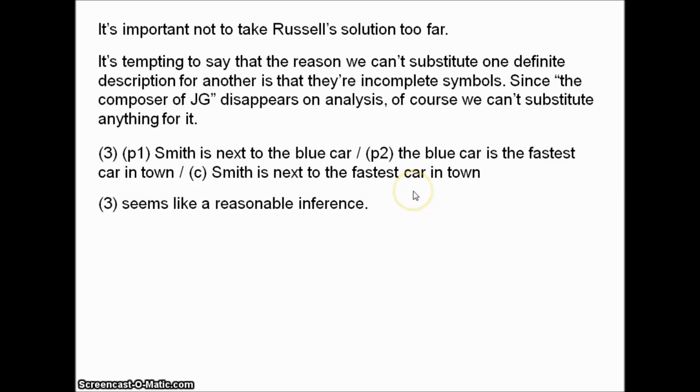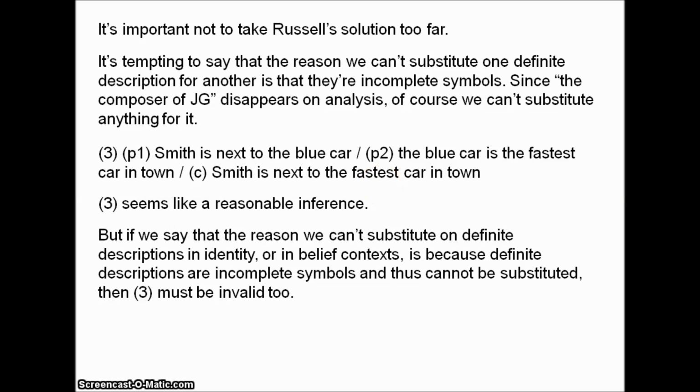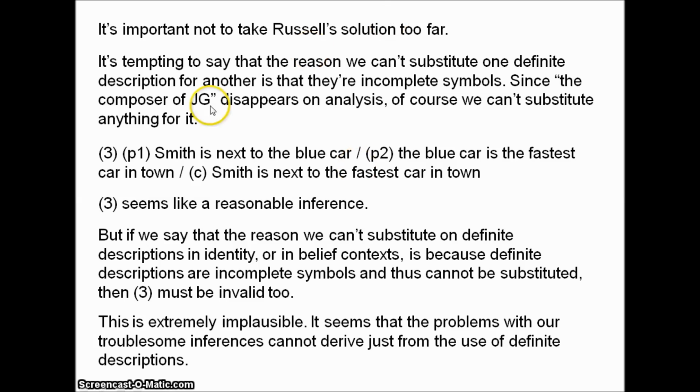But if we say that the reason the inference about identity, or the inference about Derek's beliefs, is invalid is because definite descriptions are incomplete symbols and thus can't be substituted for one another, then this inference must be invalid too. Number 3 must be invalid too. After all, this inference works by substituting definite descriptions. But it would be very implausible to say that this inference is invalid. So the problems with our troublesome inferences can't derive just from the use of definite descriptions. There has to be more involved.